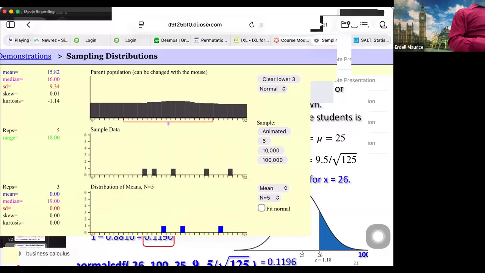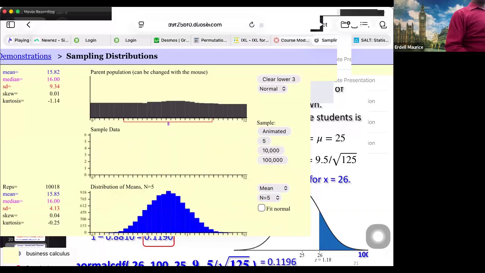Yes? What would happen if I do this 5 times, 5 times, 5 times? Let's just skip ahead and do it 10,000 times right here. Watch what happens. What does this distribution look like?